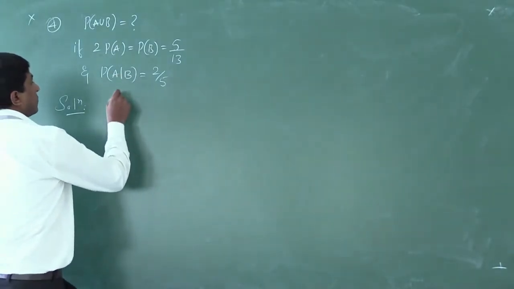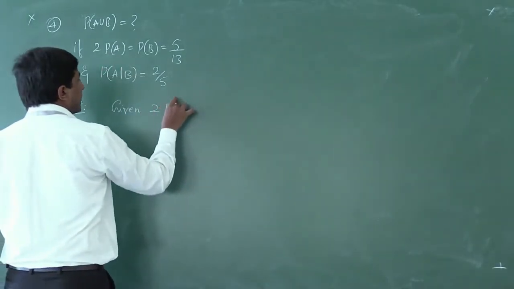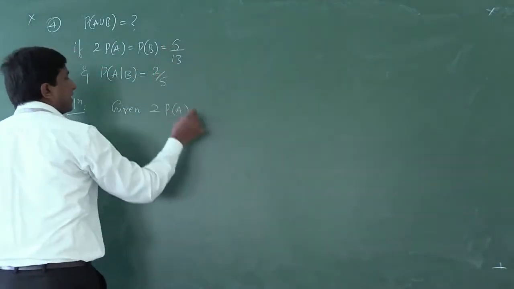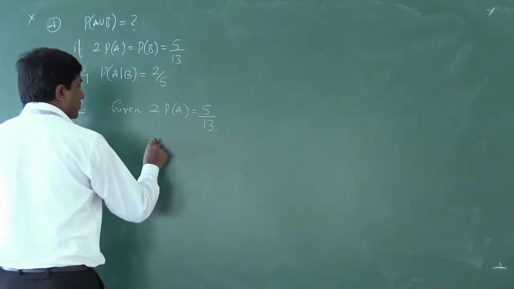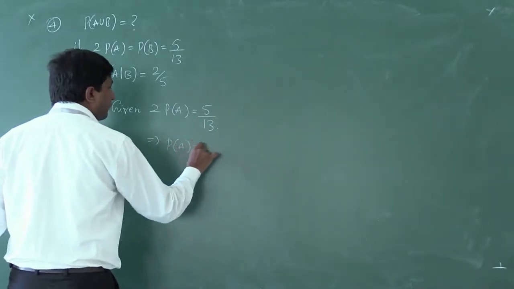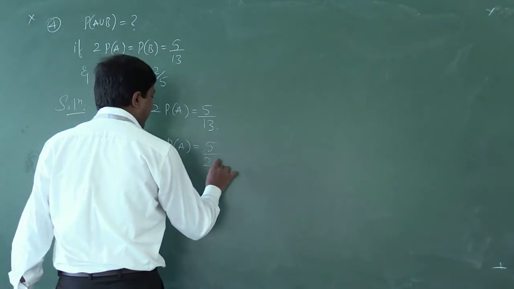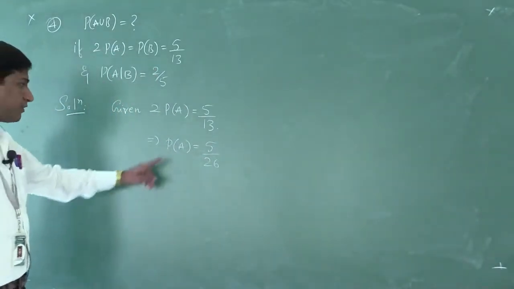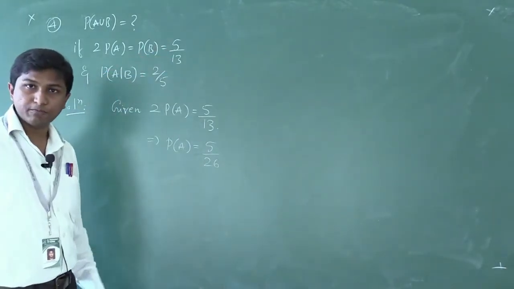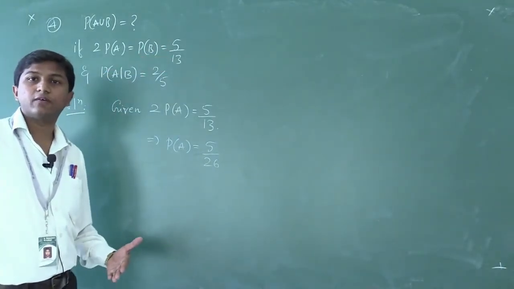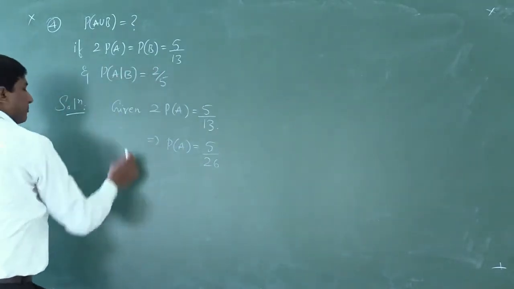Okay, now what is given here? It is given 2 times P of A equals 5 by 13. From this, what is the value of P of A? I take this to this side, so I get 5 by 26. We've got the value of P of A. We already have the value of P of B. The only thing remaining is to find the value of P of A intersection B. We will use this information.